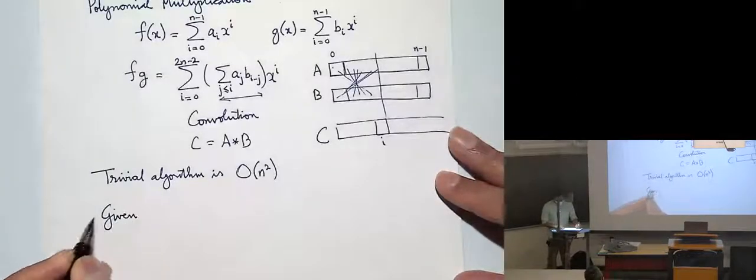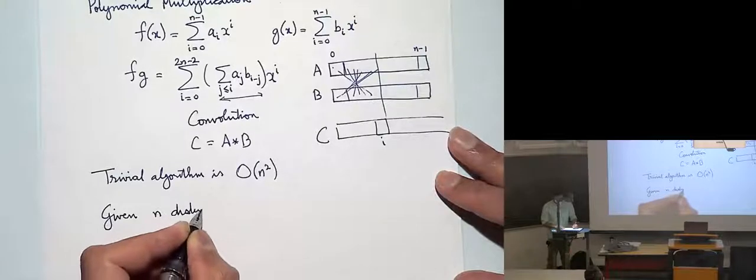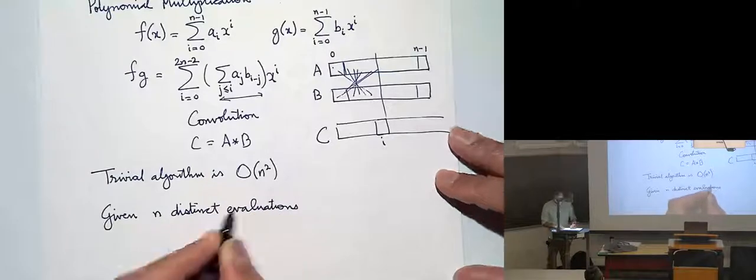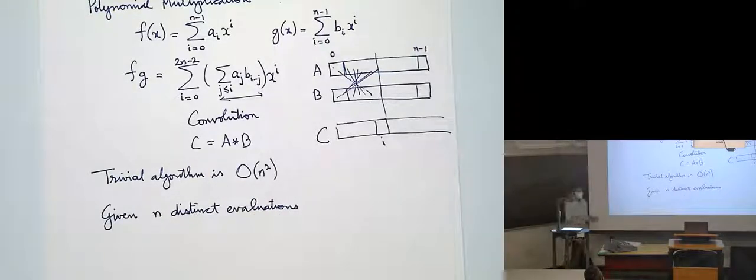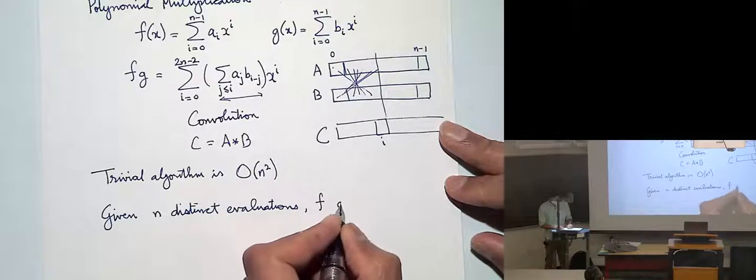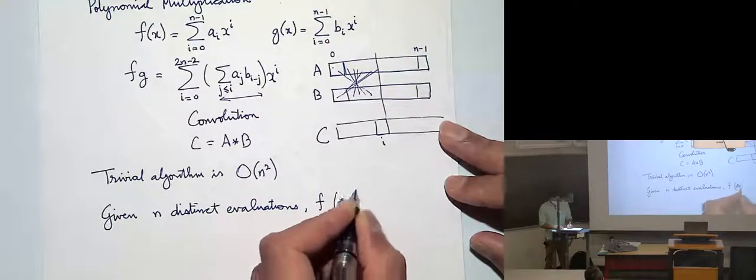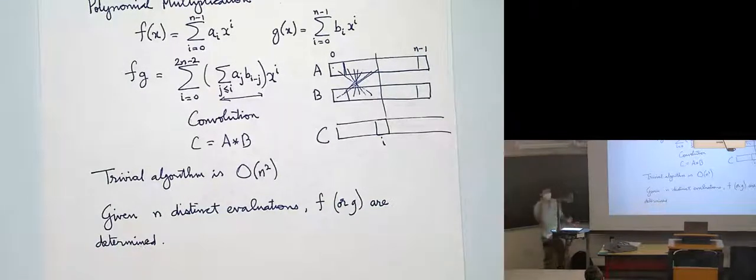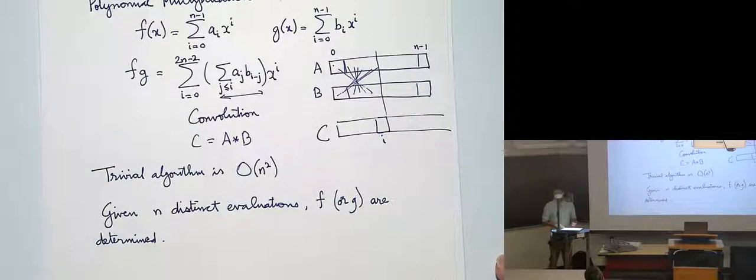Okay, so given n distinct evaluations, and by distinct, I mean I can't just give you the same point over and over again, I have to give you different evaluations, f or g are determined. So if I give you n evaluations, you're done. So why is this going to be useful?